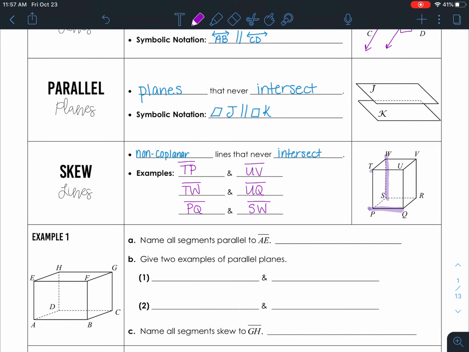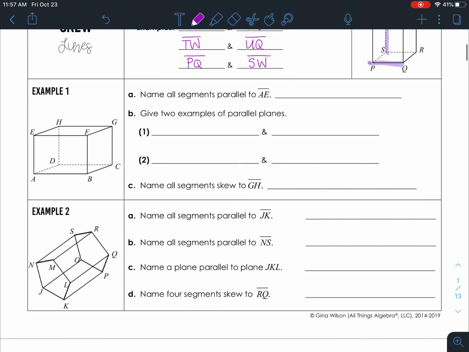Beautiful. All right, let's look at our first couple of examples here. So they want us to name all segments parallel to AE. Right here is AE. Okay, and they want a segment that is parallel to that. Well, a segment that is going to be parallel to that is going to be HD. Another segment that is going to be parallel to that is going to be GC. And finally, the last one would be FB.